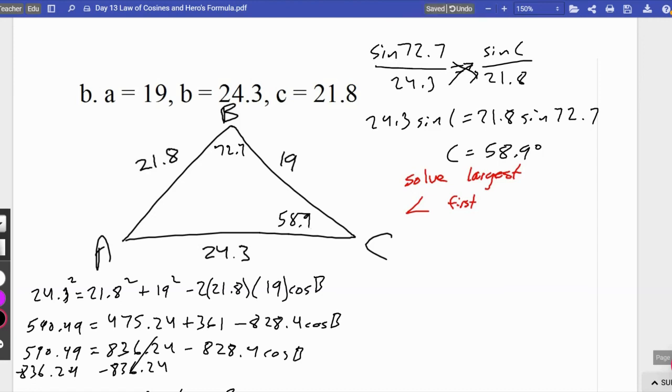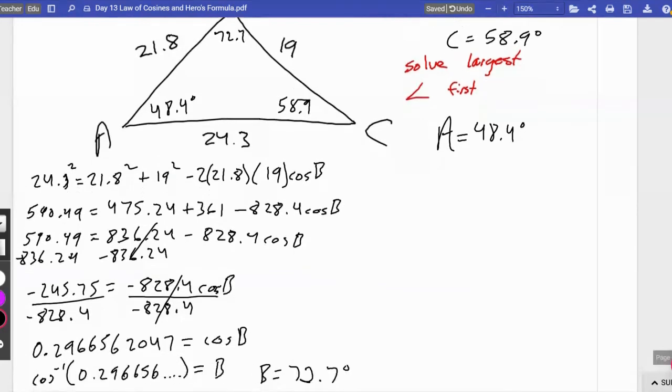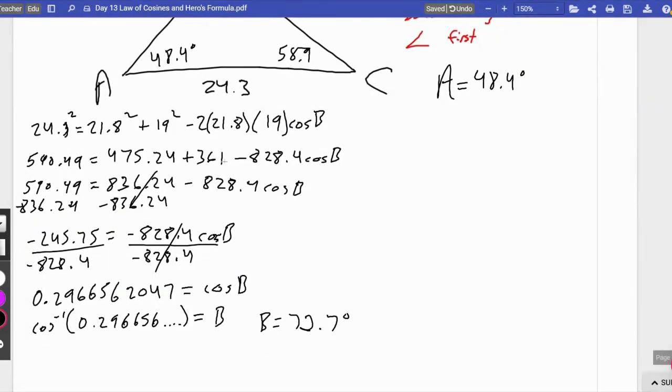We should then very easily be able to figure out angle A. The interior angles all have to add up to 180. So 180 minus 72.7 minus 58.9, and then I get 48.4. So that's a beast. It's always rough when you have three sides and you're trying to find an angle. You have to use law of cosines, and it gets a little ugly, as you can see. The only reason why this is more difficult than the other one is because we had to solve for the variable. We had to solve for cosine of B, so we had to get all this junk away to the other side, and then take the inverse cosine.